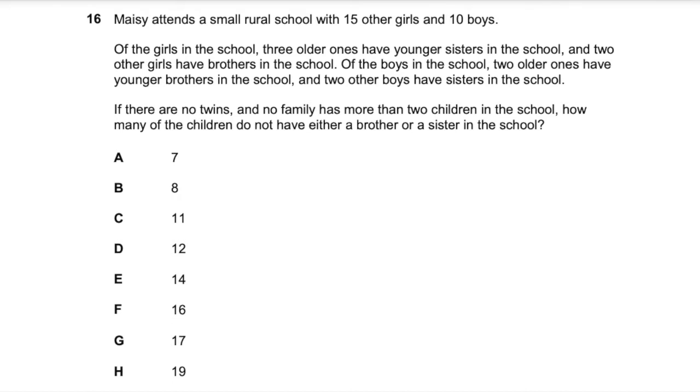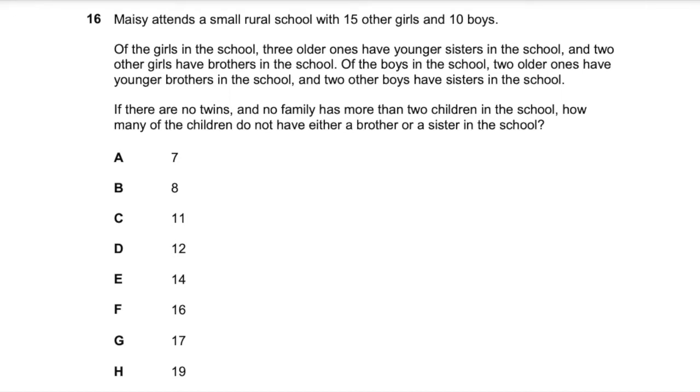Question 16. Maisie attends a small rural school with 15 other girls and 10 boys. Of the girls in the school, 3 older ones have younger sisters in the school, and 2 other girls have brothers in the school. Of the boys in the school, 2 older ones have younger brothers in the school, and 2 other boys have sisters in the school. If there are no twins, and no family has more than 2 children in the school, how many of the children do not have either a brother or a sister in the school?